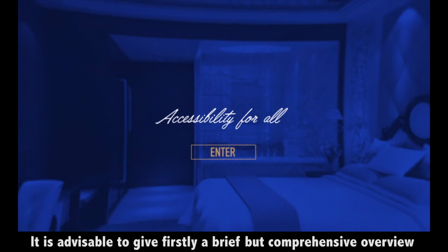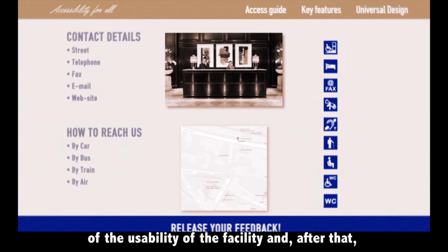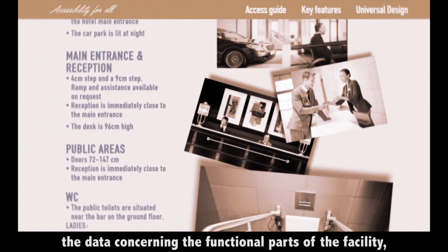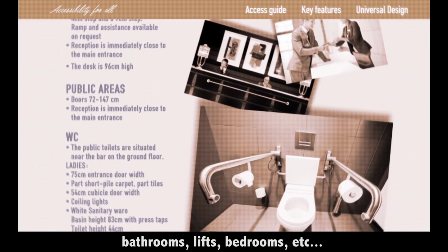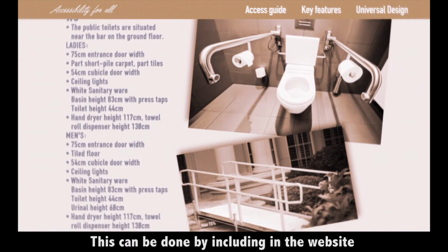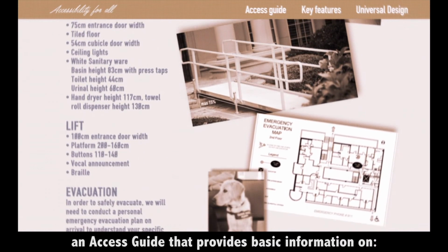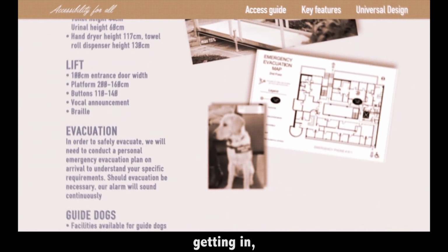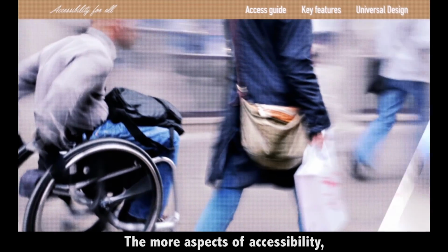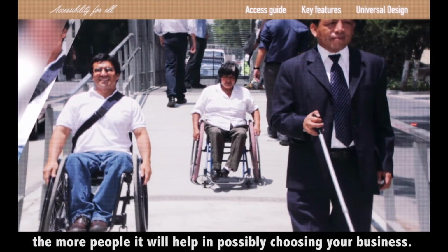It's advisable to give firstly a brief but comprehensive overview of the usability of the facility, and after that, the possibility to examine more closely the data concerning the functional parts of the facility, like external and internal paths, bathrooms, lifts, bedrooms, etc. This can be done by including in the website a specific section with, for example, an access guide that provides basic information on how to reach the facility, getting in, using it, and getting out in an emergency. The more aspects of accessibility needs that are covered by the access guide, the more people it will help in possibly choosing your business.